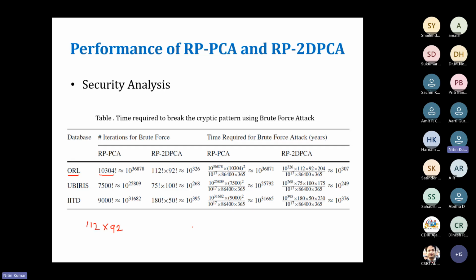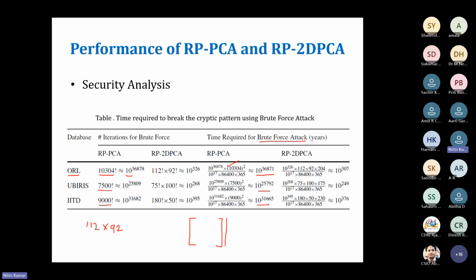So this is 10,304. When this kind of image is converted into a vector, it is pre-multiplied with a matrix of size 10,304 by 10,304, just like the random permutation matrix I have shown you. Determining the entries of this random permutation matrix will require how many arrangements? 10,304 factorial. If I write this factorial in terms of powers of 10, it is 10 raised to the power 36,878. Very large. So I have done some computation: if I use a brute force attack just for breaking this system, that many years will be required approximately. Similarly for UBIRIS we have this, and for IIT Delhi this is for 1D, so that many years.